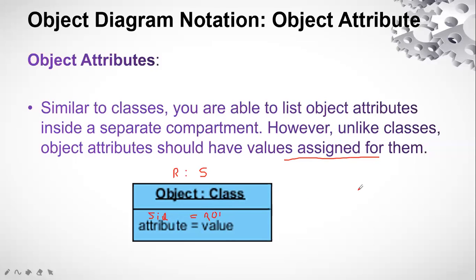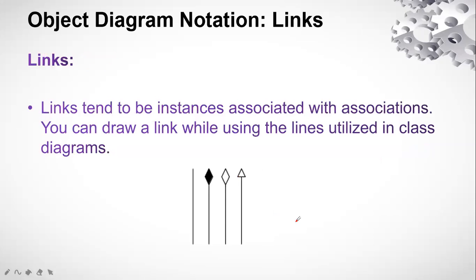In the class diagram, we only have the attributes with the visibility, but here in the object diagram we have the attribute values also with the attribute. So moving further, the third thing is the links. Now what are these links? Links are the relationships or the associations between the instances. So links tend to be instances associated with the associations.